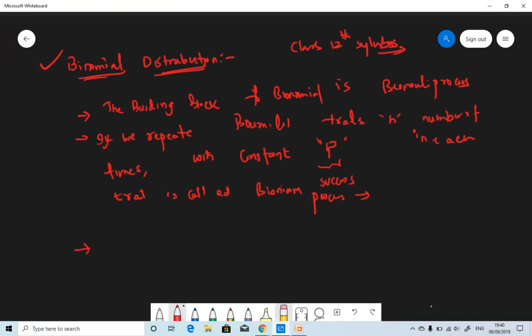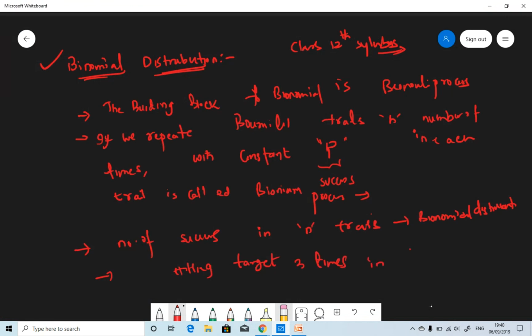Don't worry about the typical definition; I will simplify this. The number of successes in n trials is what the binomial distribution describes. For example, hitting a target three times in 10 attempts. You remember this example, Sharath? This is what the binomial distribution talks about.